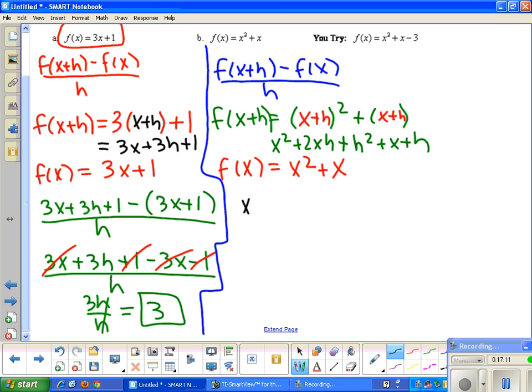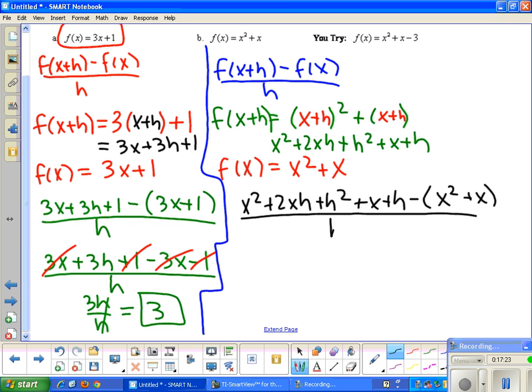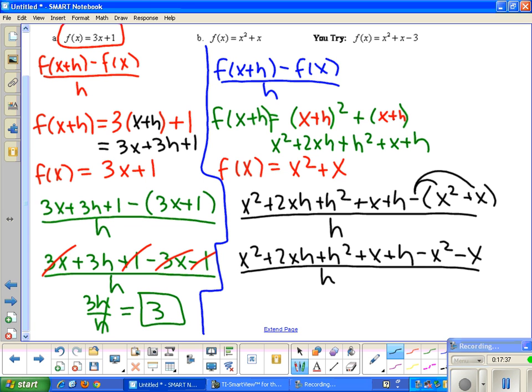So we have x squared plus 2xh plus h squared plus x plus h minus my f of x, which is x squared plus x, all over h. Don't forget to put the second part in parentheses so you can distribute that negative. So x squared plus 2xh plus h squared plus h minus x squared minus x all over h.